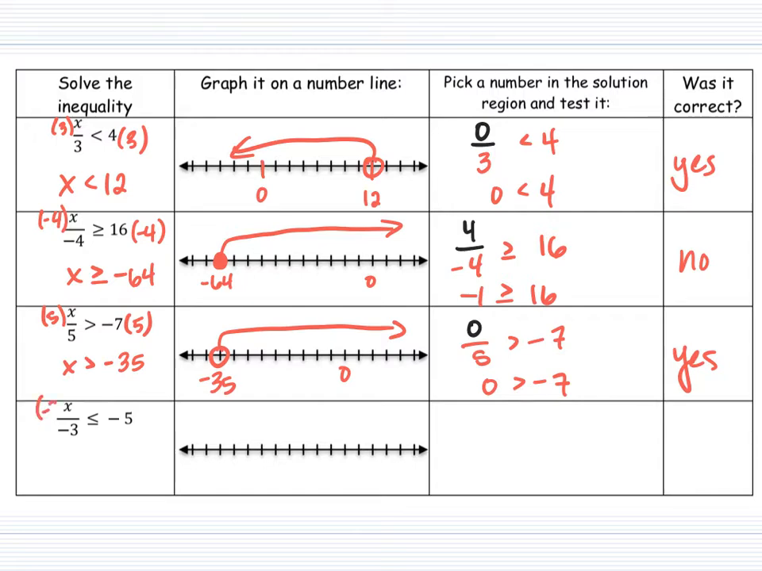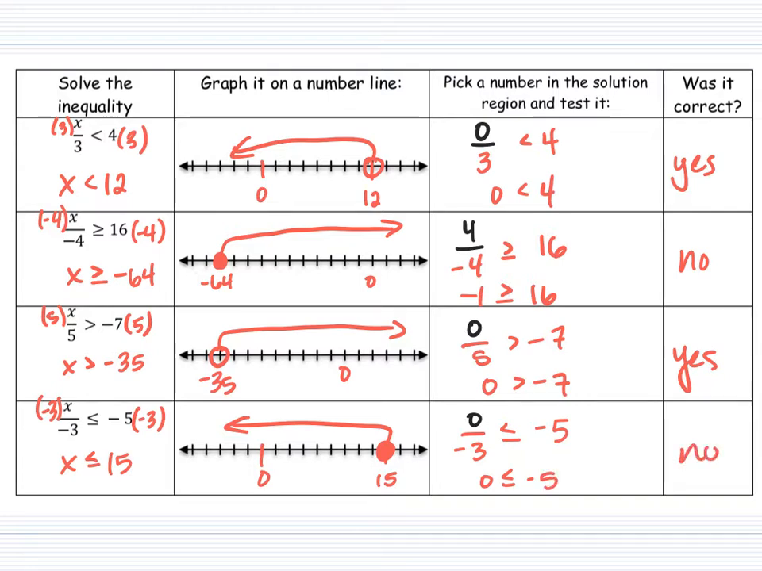And the last one, multiply by negative 3. So x is less than or equal to a positive 15. Got 0, got 15. Closed circle at 15. Shaded to the left. I'm going to go ahead and use 0 again. Pardon me. 0 divided by negative 3 is less than or equal to negative 5. 0 is not less than or equal to negative 5, so that one did not work.